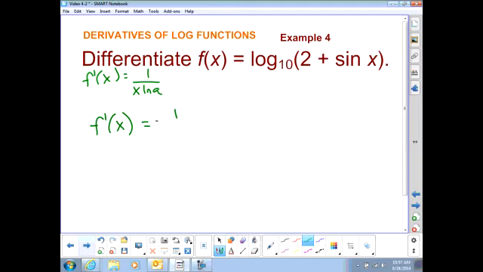will equal 1 over, now x is when there's a plain old x in there, so we've got to put our inside where x is, times natural log of 10, times derivative of the inside. Well, derivative of the inside is just cos x. So you could leave it like this, or if you wanted, bring the cos x on top over everything.